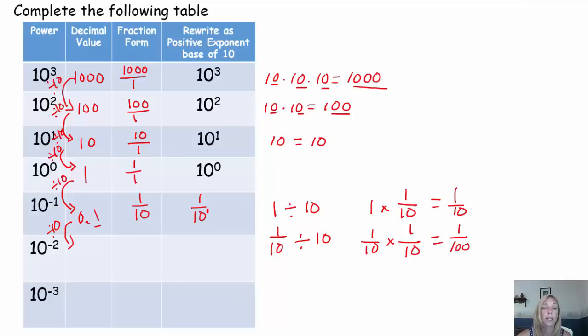So I'm going to go ahead and write that as my fraction form, 1 over 100. I write 1/100th as a decimal, 0.01, because that's the 10th place, and that's the 100th place. Now I want to rewrite that as a positive exponent. So how would I write 100 with a positive exponent and a base of 10?